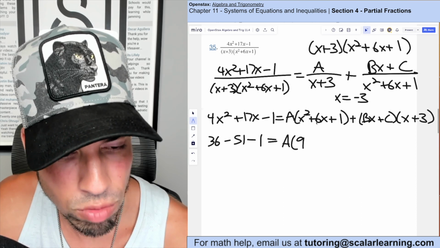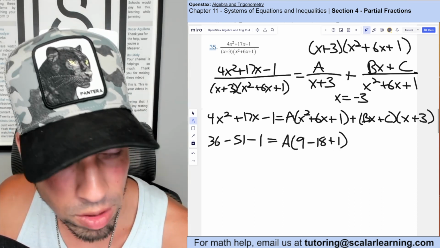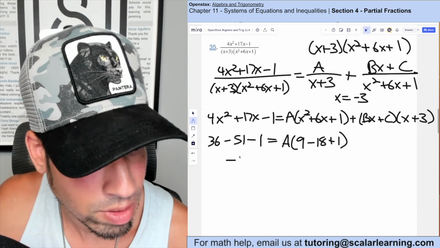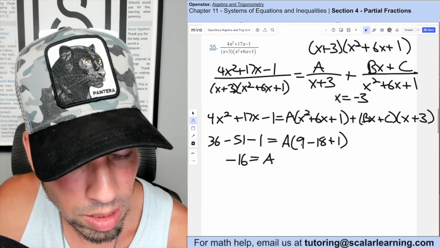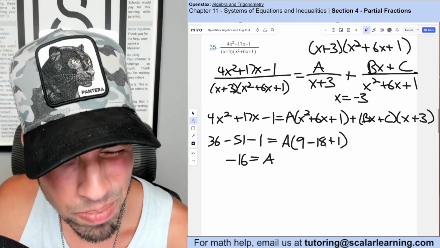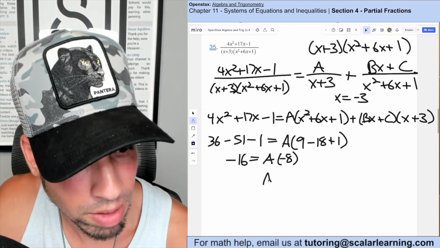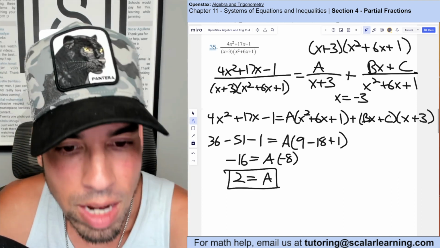plus -3 times 6 is -18 plus 1. Okay, and as we simplify, 36 minus 51 is -15 minus 1 is -16, which is equal to a times, let's see, 9 minus 8 is -9 plus 1 is -8. That's beautiful. We divide by -8 and we get a nice whole number of 2. Great. So there's our a value. Now let's get b and c.